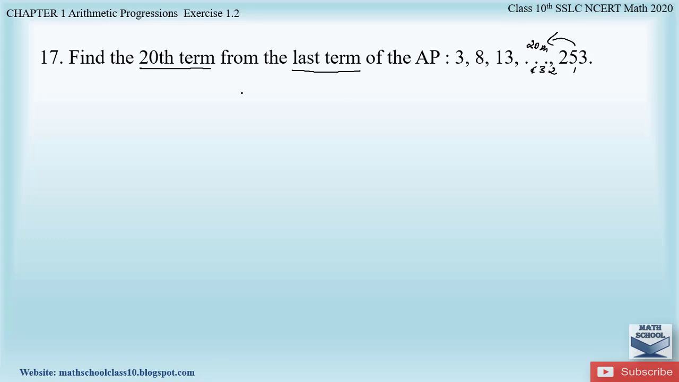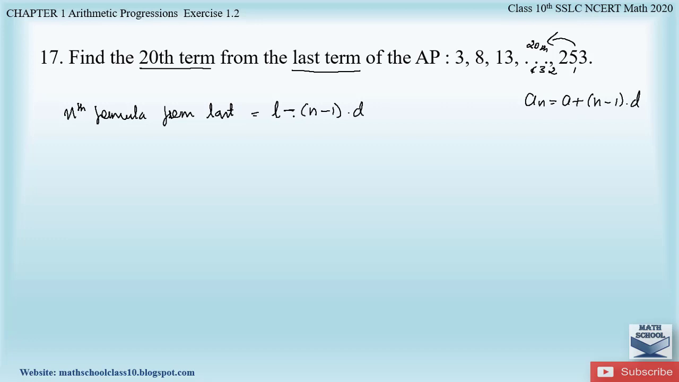For this we have a formula also. Let me write down, the nth term formula from the last is given by the last term L, that is 253, minus n minus 1 into d. In the nth term formula, if you notice, the formula is first term a plus n minus 1 into d, but here we have the last term and the minus sign will come here. In the nth term formula we had plus, but in the last term formula we will have minus of n minus 1 into d. You have to remember this formula. If you remember this formula, it is very easy to substitute the values and find out the result.